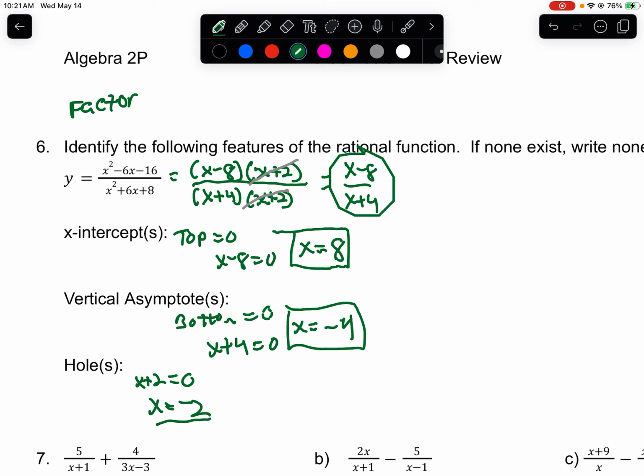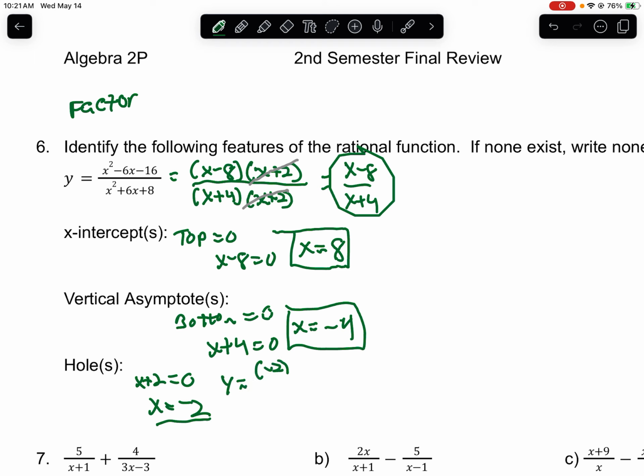What you are doing is actually a little calculus, you're doing limit theory a little bit. Not that you need to know that. So the value is going to be y equals negative 2 minus 8 over negative 2 plus 4. So that equals negative 10 over 2. And the y value of the hole is negative 5. So you would say the hole is at the ordered pair negative 2, comma negative 5.